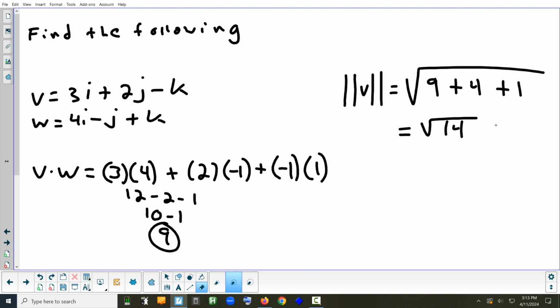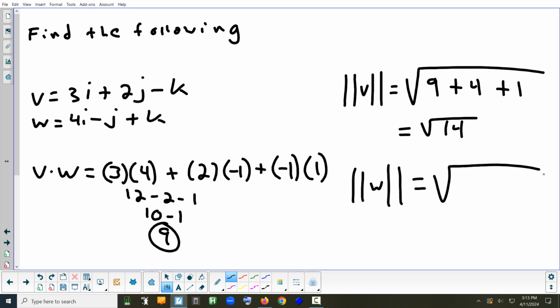Now let's find the magnitude of w. So that's going to be the square root of 16, plus 1, plus 1, plus 1. All right, so that's the square root of 18.